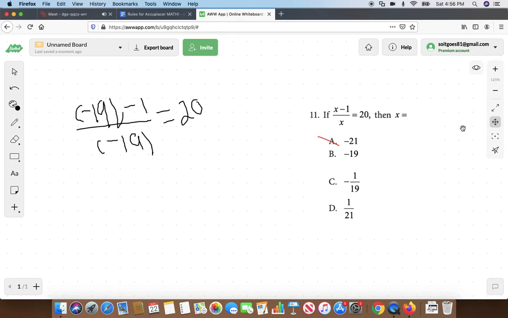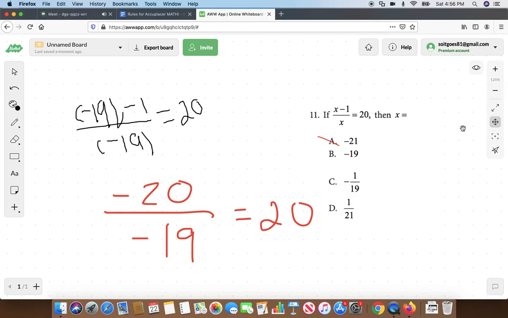Looking good. All right. Let's do it again. Let's simplify again. What's negative 19 minus 1? Negative 20. That's negative 20 in the numerator divided by negative 19. We don't have to change that. Okay. Is that going to be a true statement, Kiesia? No.